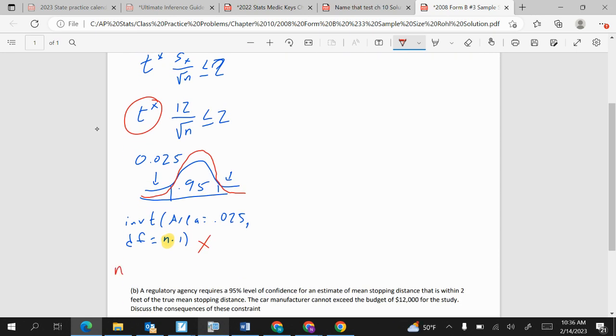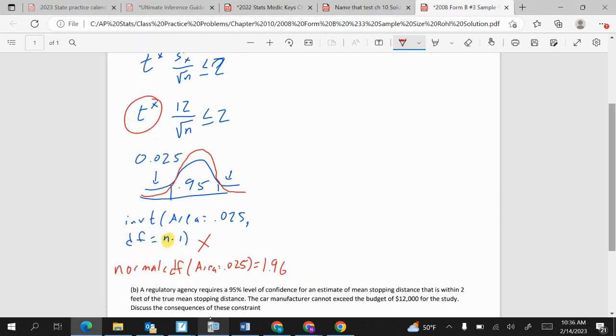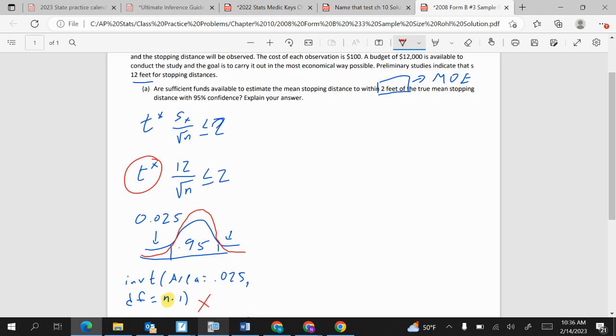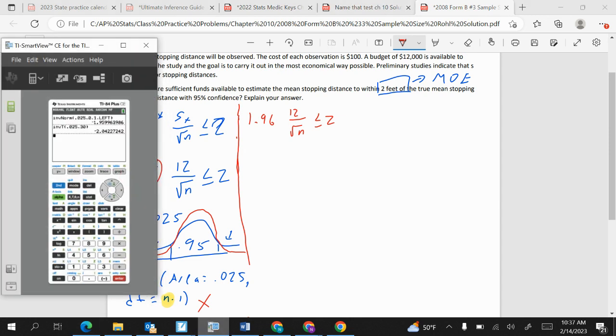All right. So we're going to do a normal CDF. And when we did that, we got 1.96. So I'm going to replace that here. So 1.96 times 12 over square root of n is less than or equal to 2. So algebraically now, to solve this, I'm going to divide that 1.96 over.